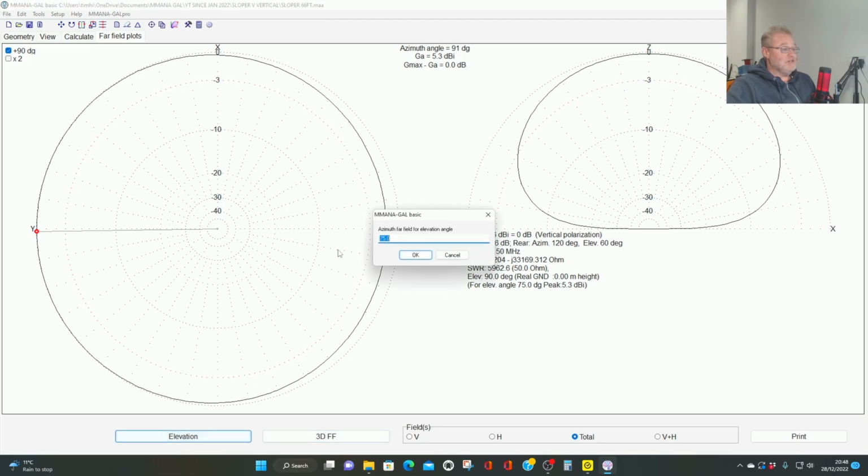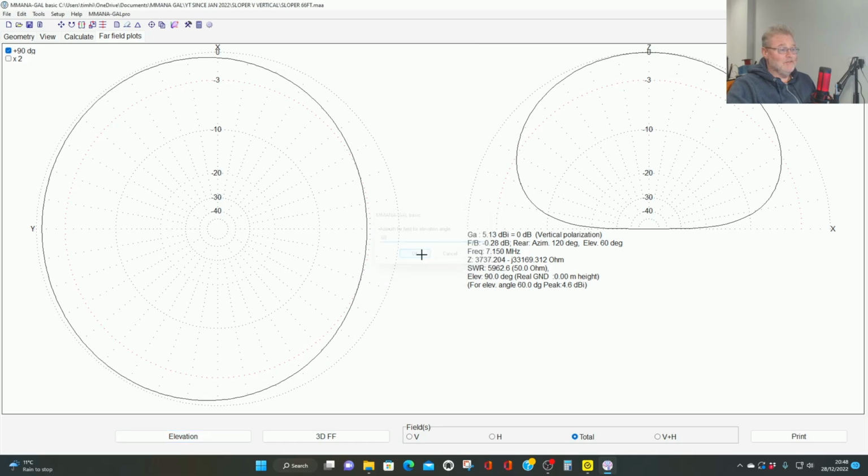If we change that to 60 degrees, again still a decent sort of elevation for short hop stuff, on the side where the antenna is fed we're looking at 4.8, and behind it we're looking at 1.8. So we're now looking at around a 2.5 to 3 dB difference. Okay, that's half an S unit. Can make a difference, but it's not too bad.